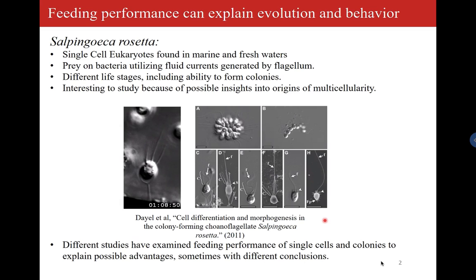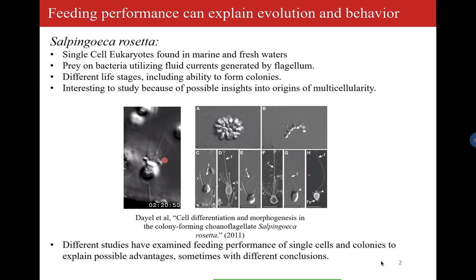As an example, consider S. rosetta, which is a single-cell eukaryote found in marine and fresh waters that preys on bacteria utilizing fluid currents generated by its flagellum, as shown here. And it uses the fluid currents to bring bacterial prey to a filtering surface, as shown here, where the prey would be captured on the surface.